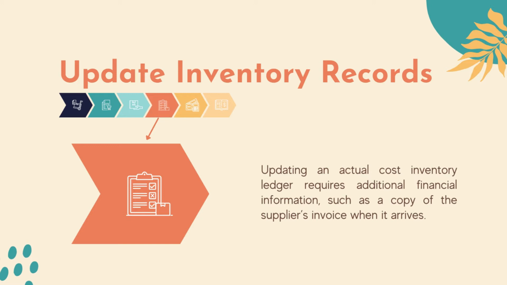Organizations that use a standard cost system carry their inventories at a predetermined standard value, regardless of the price actually paid to the vendor. Posting to a standard cost inventory ledger requires only information about the quantities received. Because the receiving report contains quantity information, it serves this purpose. Updating an actual cost inventory ledger requires additional financial information, such as a copy of the supplier's invoice when it arrives.